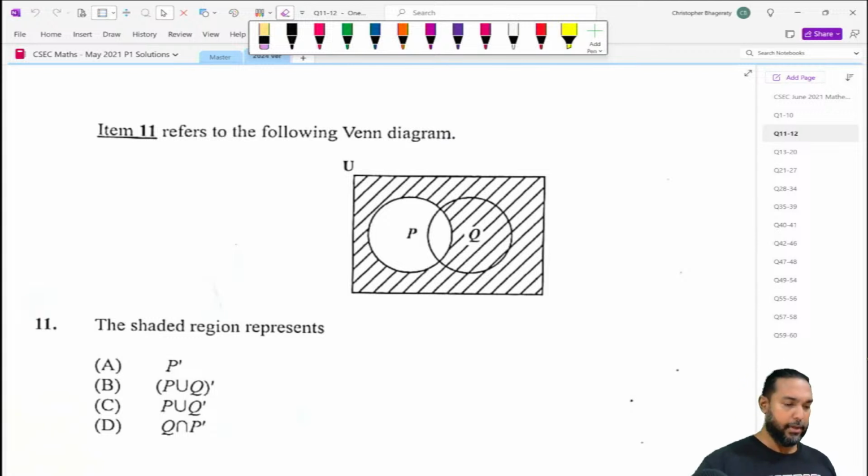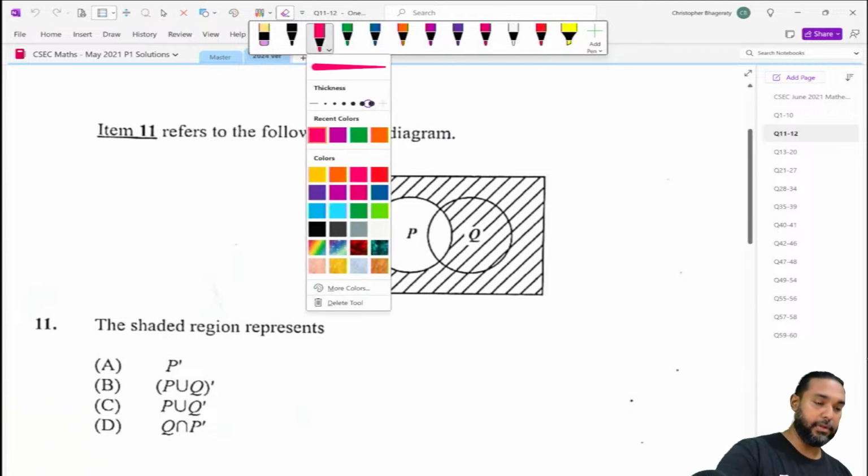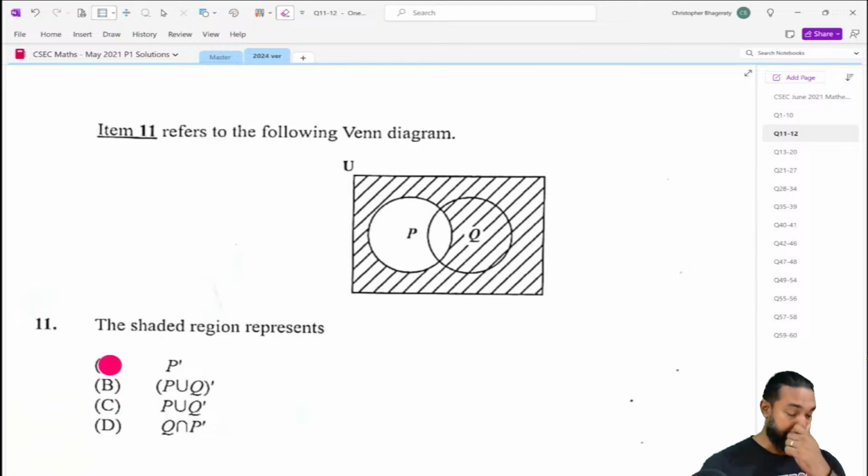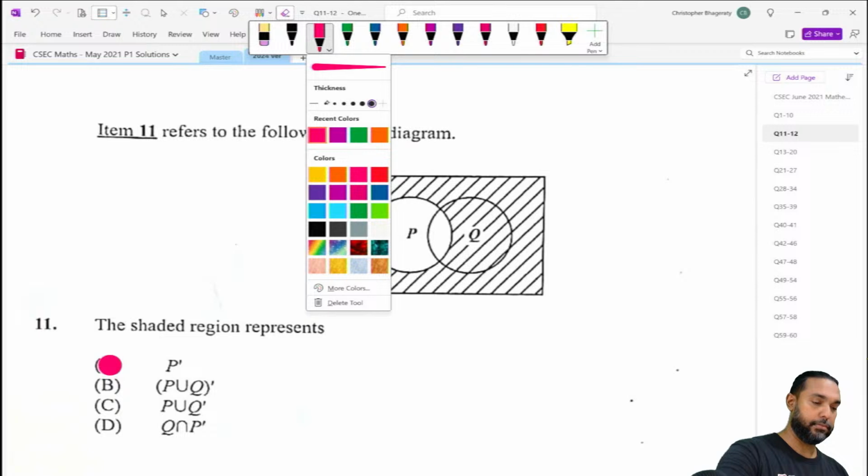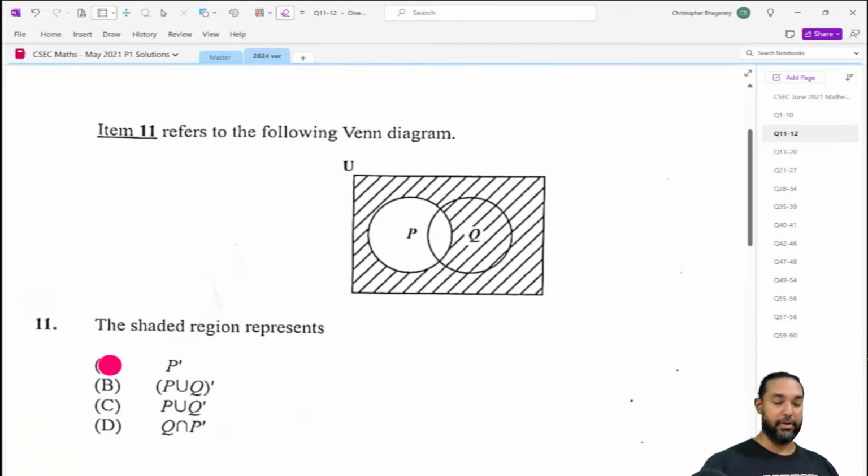Right, so sorry. So P complement, right? There we go. That's option A. Right, the complement is everything outside of the set. I would love to have done all of them and show what they all look like, but we don't have time for that, unfortunately.